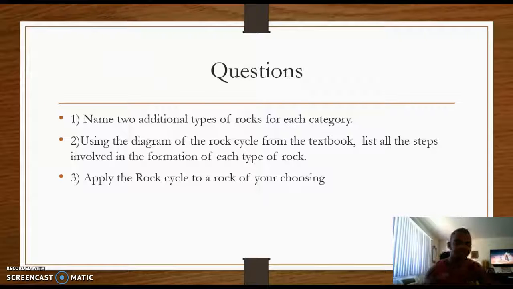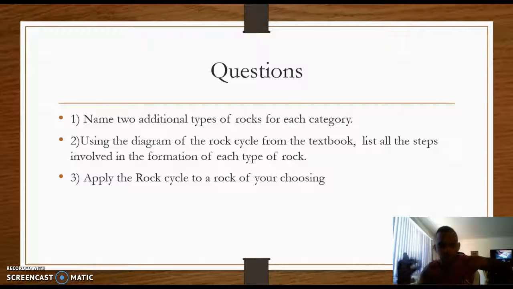I enjoy learning about shale, and with enough heat and pressure it turns into slate. Another one would be limestone. Limestone, once it undergoes the metamorphic process and enjoys a lot of heat and pressure, actually turns into marble. So just choose a random rock and apply that to your cycle.